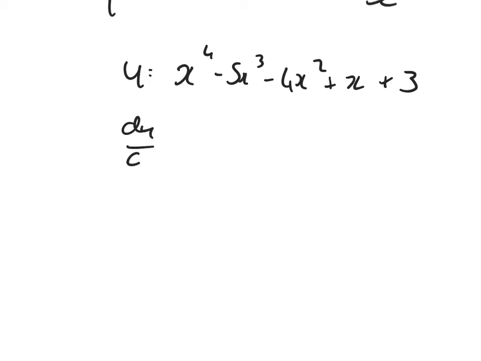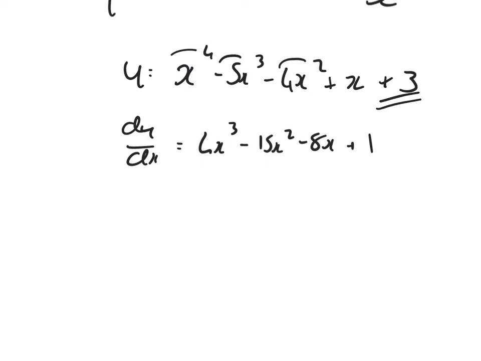Okay, so let's try y equals x to the 4 minus 5x cubed minus 4x squared plus x plus 3. Okay, so let's differentiate each one in turn. That will be 4x cubed minus 15x squared minus 8x. Remember that if you differentiate a constant times x, it becomes the constant, so 1x becomes 1. And if you differentiate a constant, it becomes 0. So that's 4x cubed minus 15x squared minus 8x plus 1. We wouldn't need to write plus 0 there.